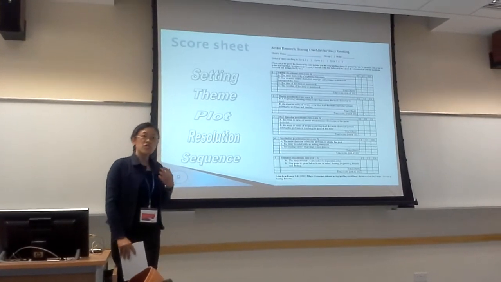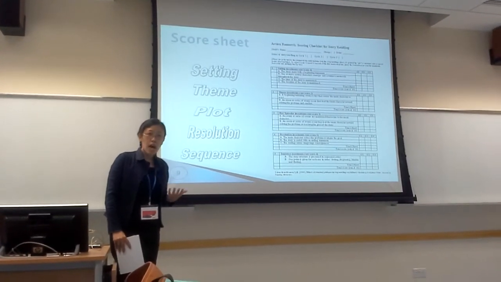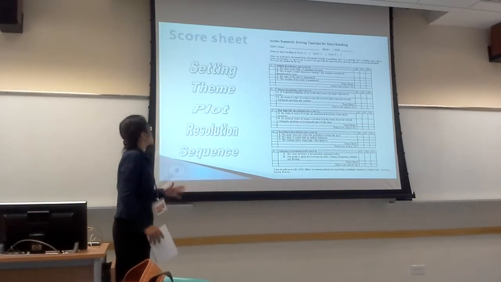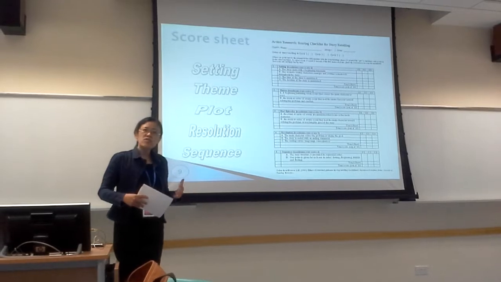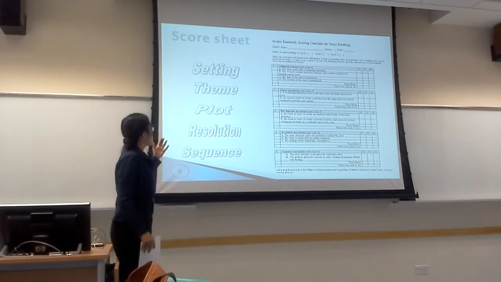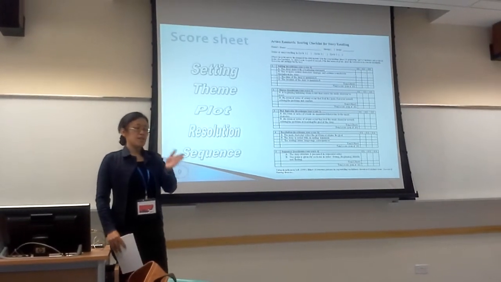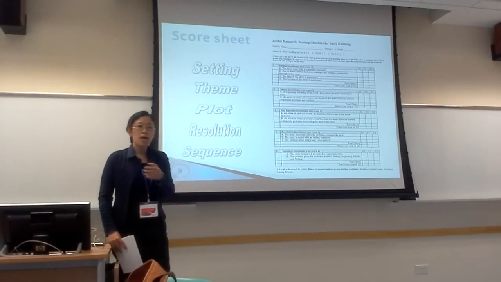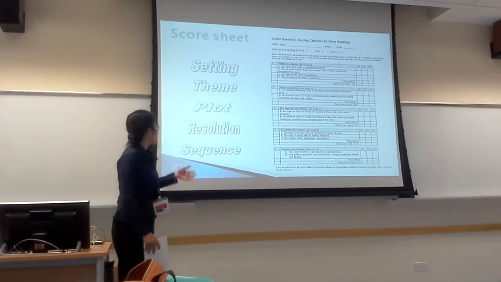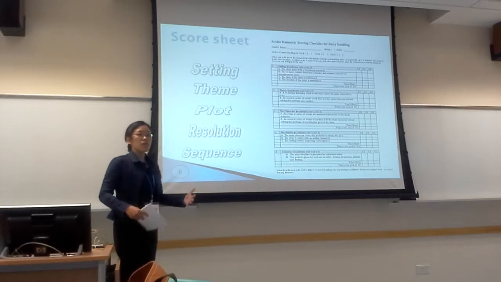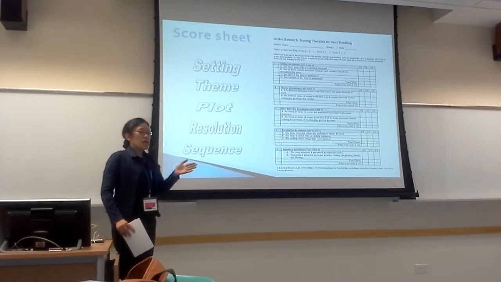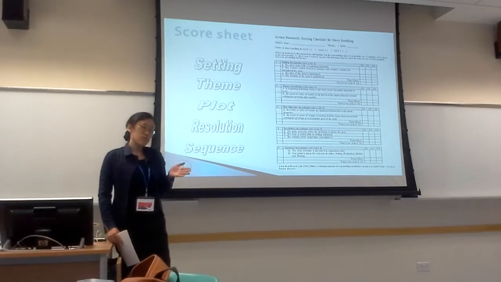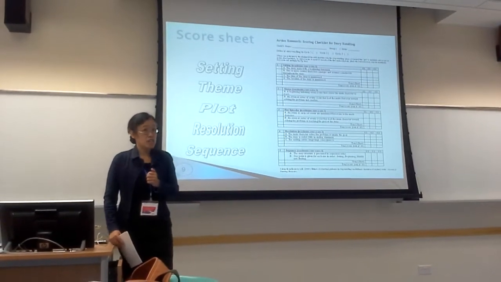Setting refers to the general locale, the time, and the social circumstances. Theme revolves around the unified central idea. Plot reviews events that lead up to the problem, conflicts, and resolution. Resolution is, of course, how the main character solves the problem. And sequencing is to check whether children retell the story in chronological order.